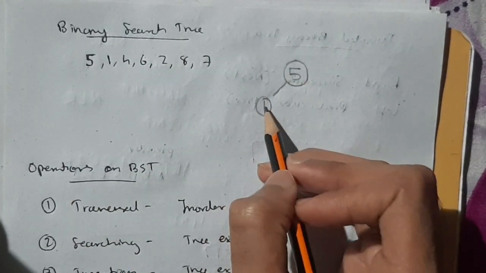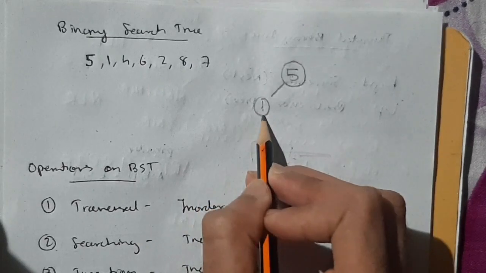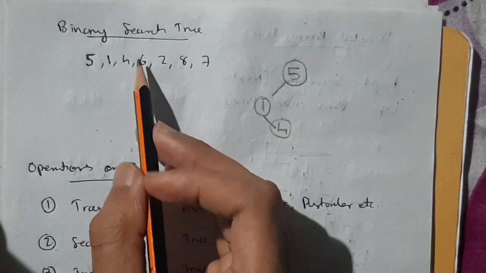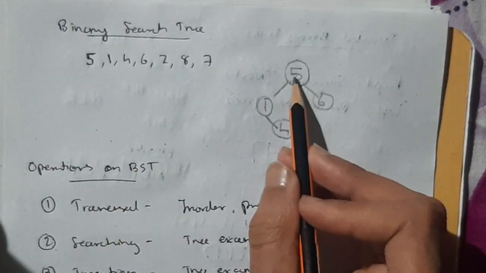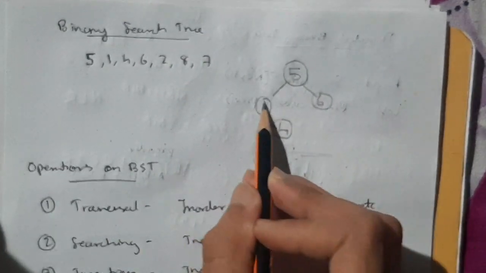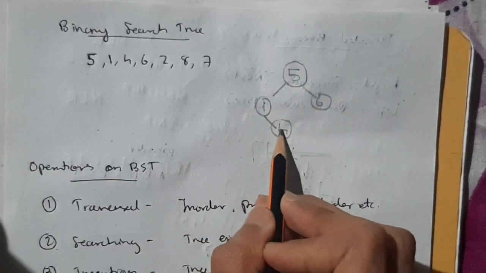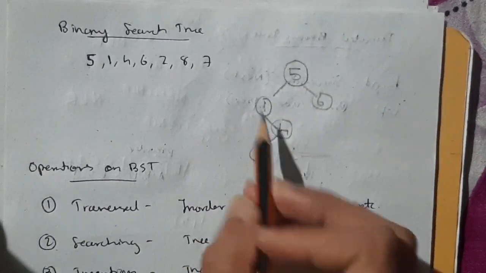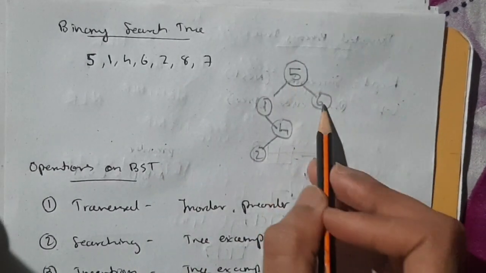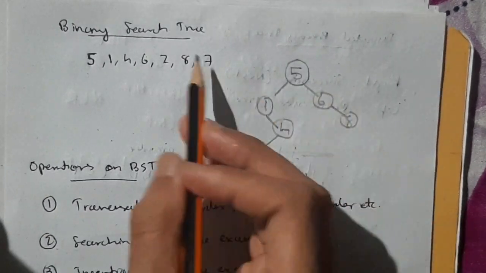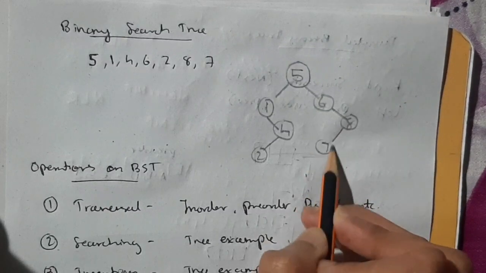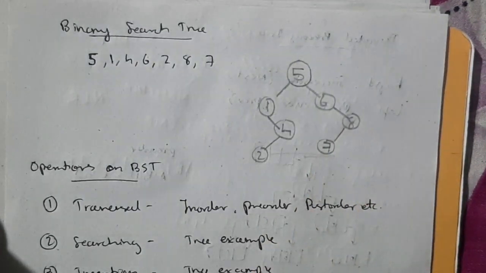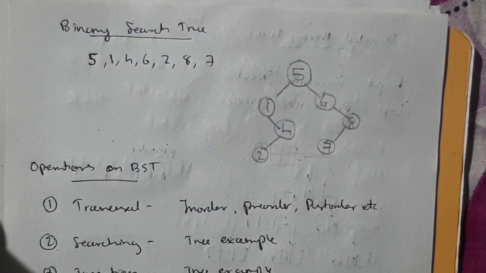4 is less than 5, right? And if it is greater than 1, you will put it in right. Then what is the next thing? 6 is greater than 5, you will put here. Then 2 will come here because it is lesser, and it is greater than 1 but it is less than 4, so 2 will come here. Then 8 is greater than 5 as well as 6, so it will come here. Then 7 is greater than 5 and 6 but it is less than 8, so it will be in left of 8. Okay, it's a pretty simple one, but high marks are weighted for this one.